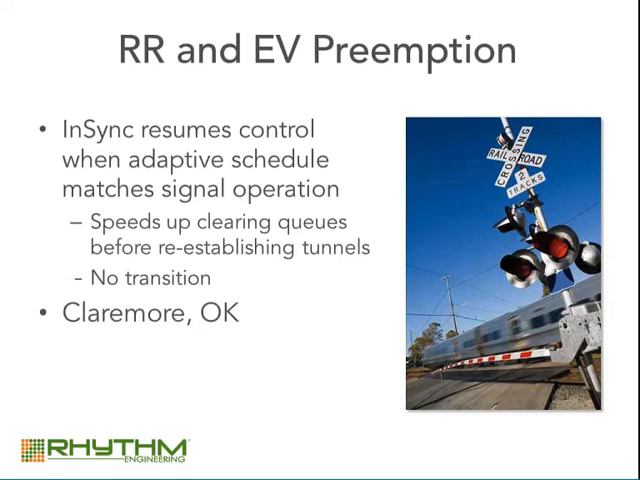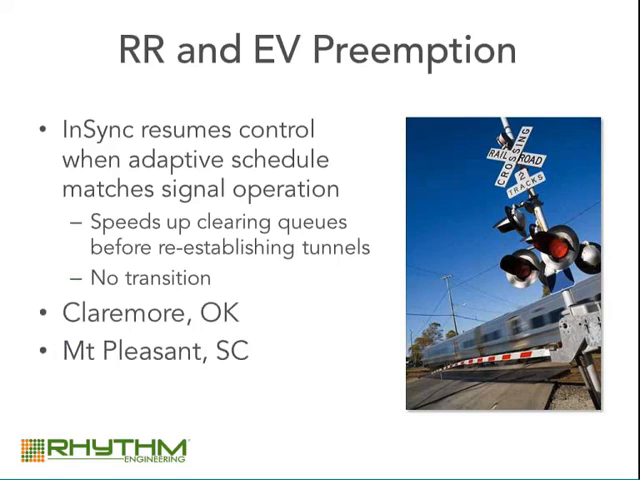Claremore, Oklahoma runs InSync in close proximity to railroad tracks. The intersections receive frequent railroad preempts throughout the day. InSync smooths out the effect of these trains by clearing long queues and getting the affected intersections back in step with the rest of the InSync corridor.